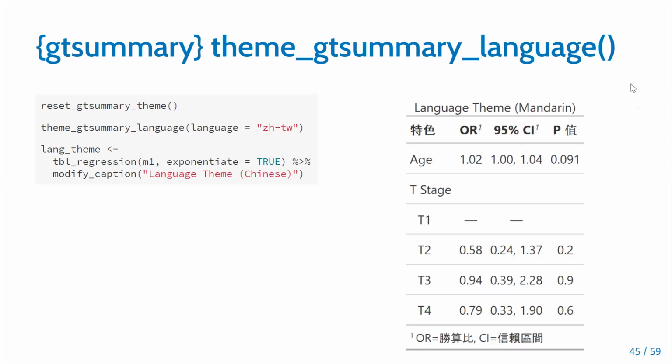There are language themes. I think there are 14 different languages that gtsummary can translate the statistics into. So you can see here that the word characteristic has now been translated. For this translation specifically, the person who helped us out said OR is probably best to stay as OR instead of something else. So they just kept OR.